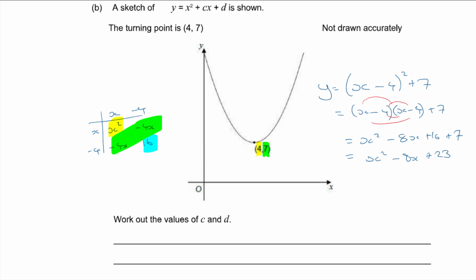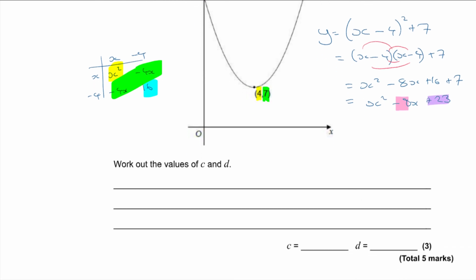Well, c is the coefficient of x, which is minus 8, and d is the constant on the end, isn't it, which is plus 23. Okay, so they're my values of c and d. So c is minus 8 and d is 23.